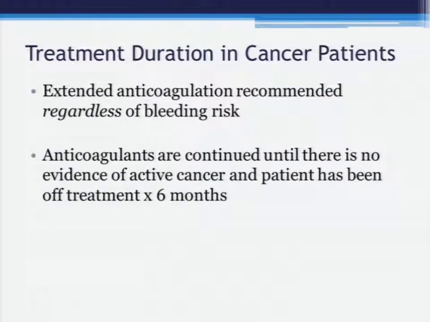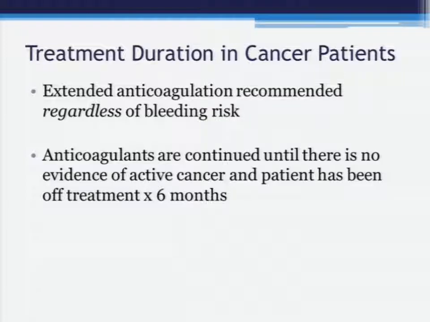Okay, treatment duration in cancer patients. Now this is kind of interesting. Again, you have to kind of weigh the risks and benefits here. Are you going to keep someone on anticoagulation because the guidelines say extended anticoagulation is recommended regardless of bleeding risk? If the patient's hemoglobin is 6 and they have a massive GI bleed and they have metastatic lung cancer, I mean, the answer is no, you're not going to do that, right?